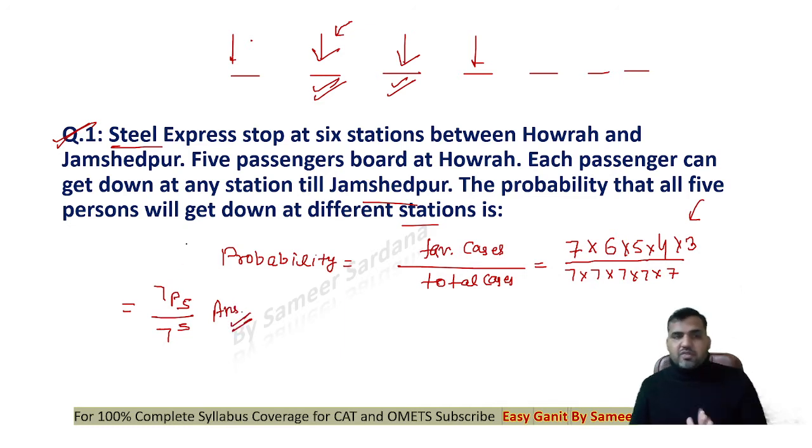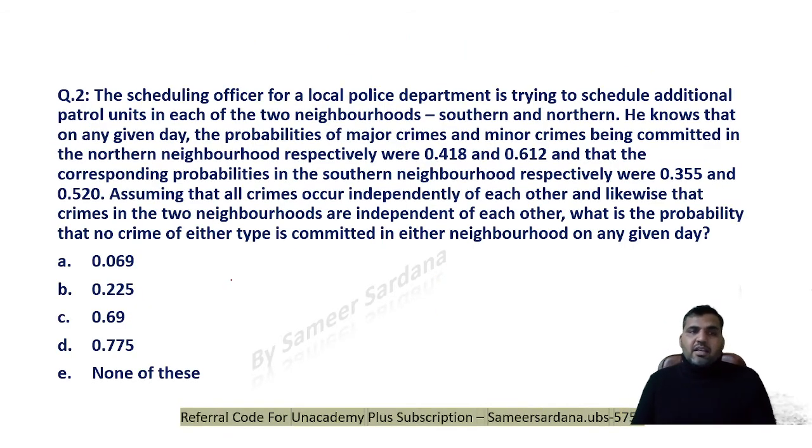This is how the options were given in the question, right? 7C5 upon 7 power 5, 7P5 upon 7 power 5 and so on. So this option is the correct answer of the question. This is an actual XAT paper question for you. Look at the next question, guys.